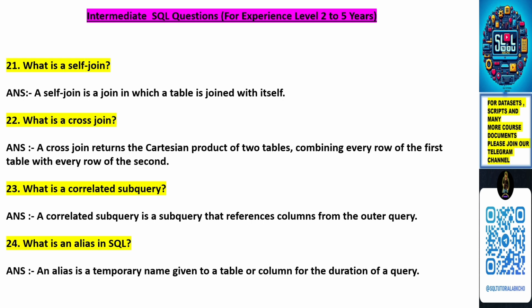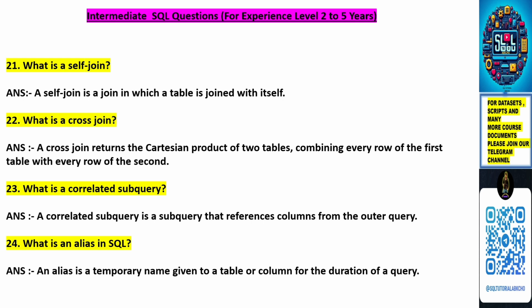So here we have the 21st question, which is what is a self join, and for that they can also ask you some example or some query you need to provide, so you can check our other videos, where for self join also we have provided some interview questions. But if they ask generally what is a self join, then you just need to provide the definition. A self join is a join in which a table is joined with itself. So basically when a table is joined with itself, that particular join is called the self join.